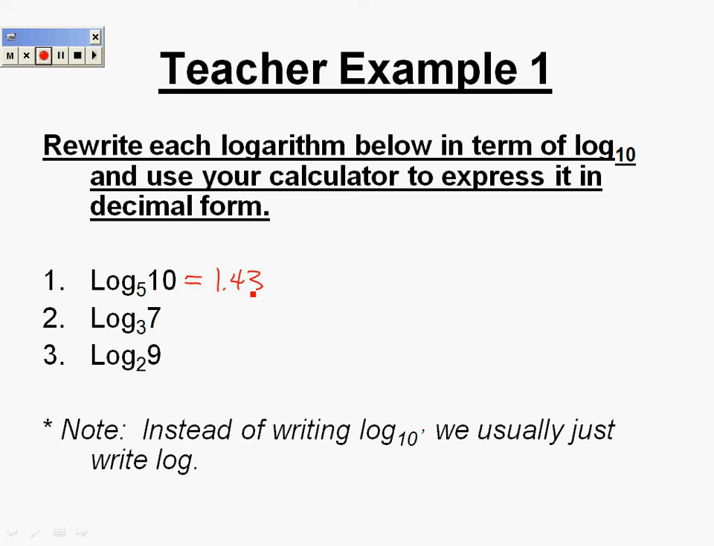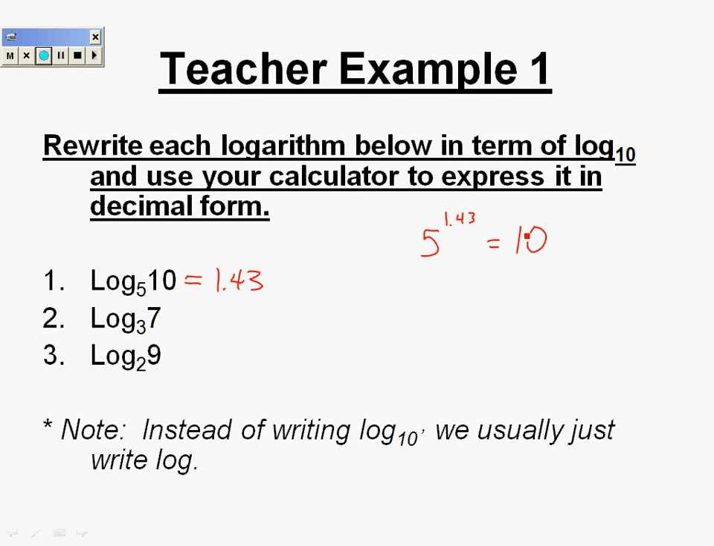Watch, I'll show you. Change it to exponential form. It'd be 5 to the 1.43 equals 10. You're like, well, how do I know that's true? Well, guess what? You've got a calculator. So go ahead and on your calculator, if you know how to do it, usually it looks like a little upside down arrow or something. Do 5 to the power of 1.43 and see what you get.